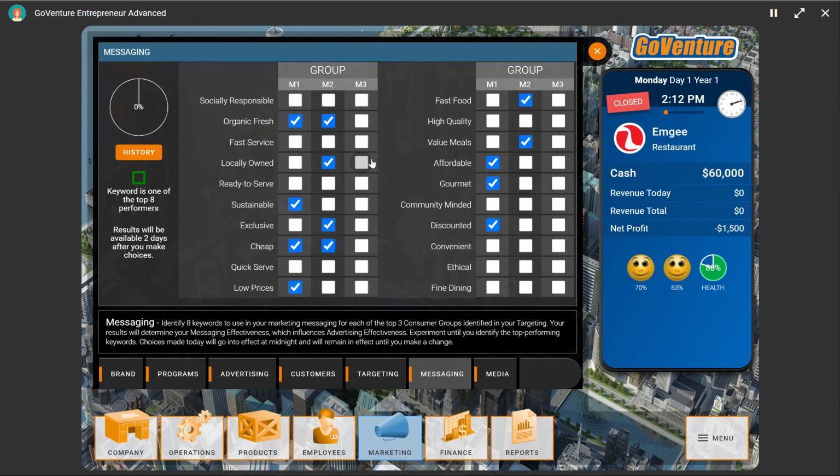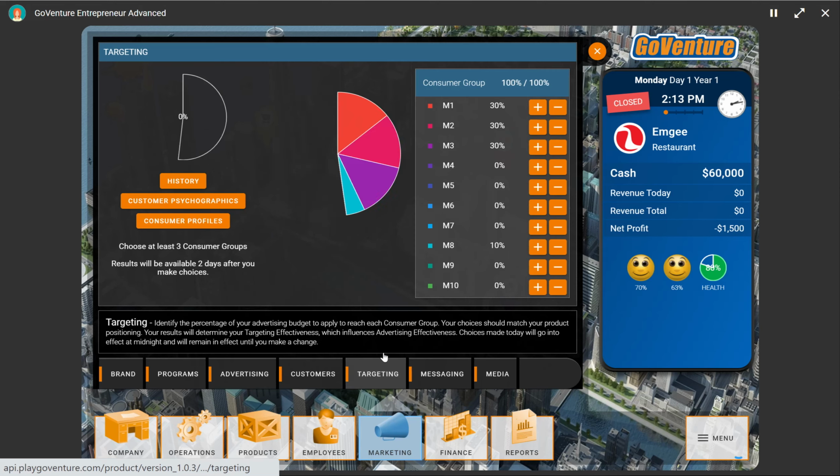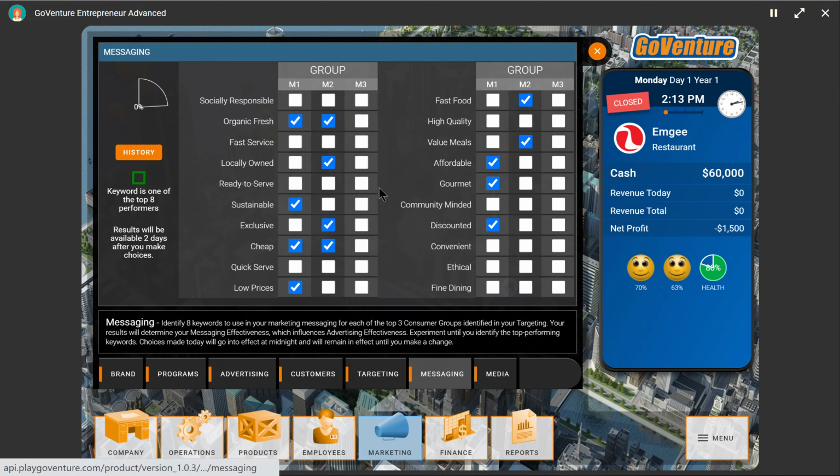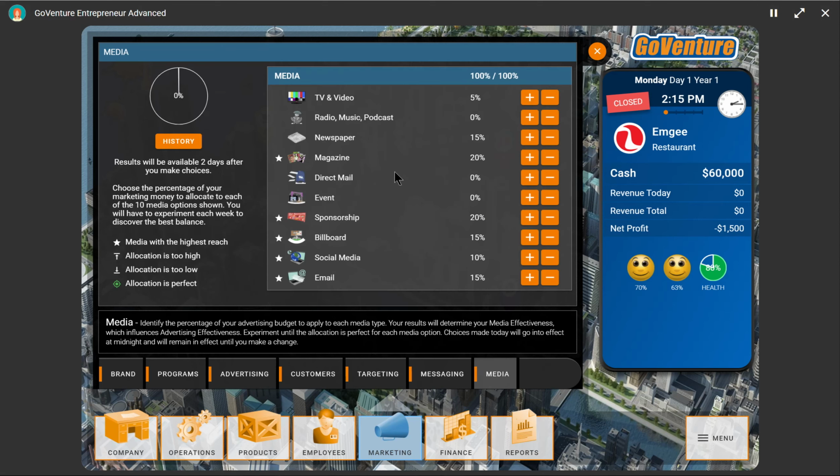And I can, again, change this every second day or so in order to experiment and try to refine my selections as much as possible. If I end up changing my targeting partway through, this too will change to identify the new groups that I'm targeting, because this is only going to show your top three. And then finally, we have media targeting.